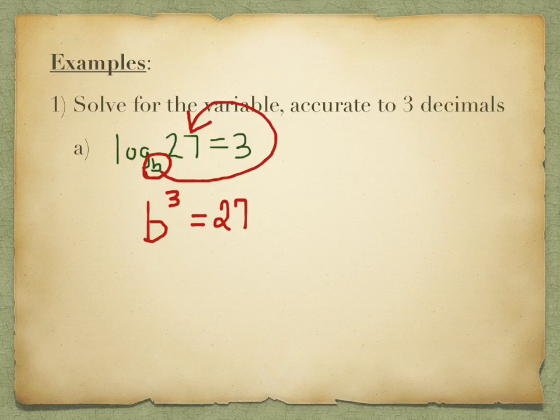This turns us into an equation that you guys have dealt with a fair bit. How would you handle this? How would you solve for B? Cube root. Cube root of 27 is 3. It's 3. The decimal says accurate to 3 decimals. Obviously, I don't need any on this one.